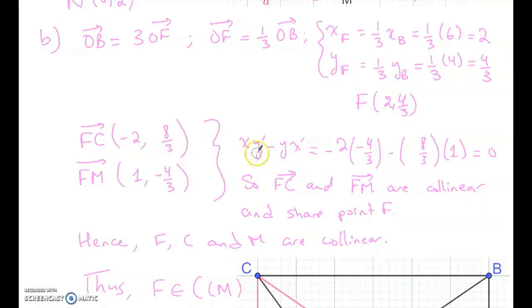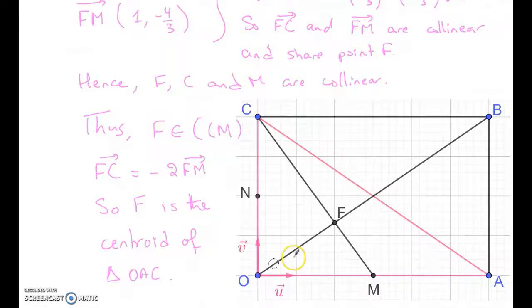are collinear. Here I did first XY prime minus YX prime, so minus 2 times minus 4 over 3, minus 8 over 3 times 1, and I got the answer equal to 0. This means that the vectors FC and FM are collinear vectors, but since they have a common point, which is point F, then we can conclude that the 3 points are collinear, and hence F belongs to line CM.